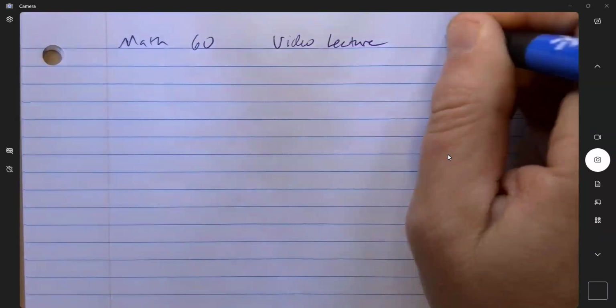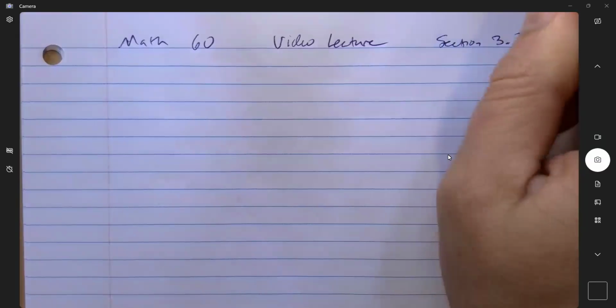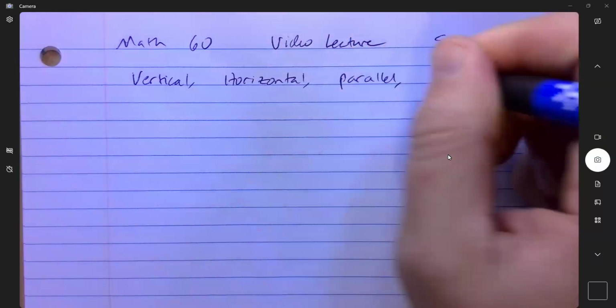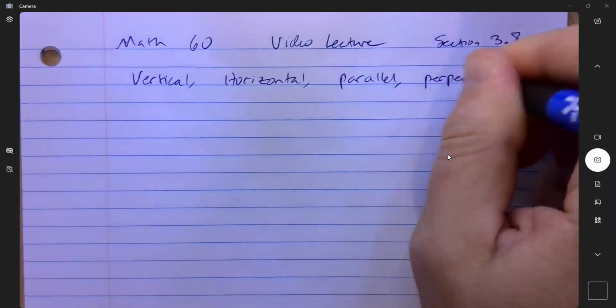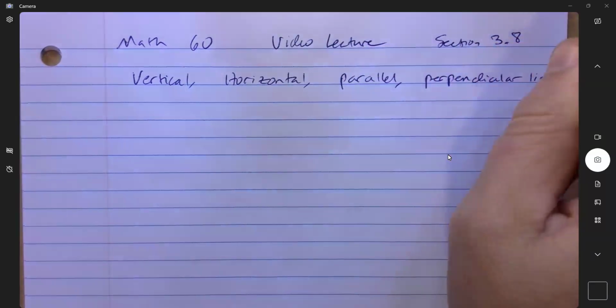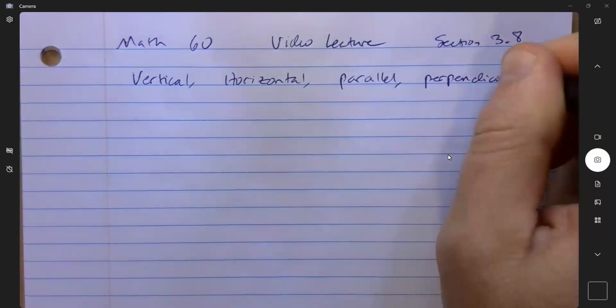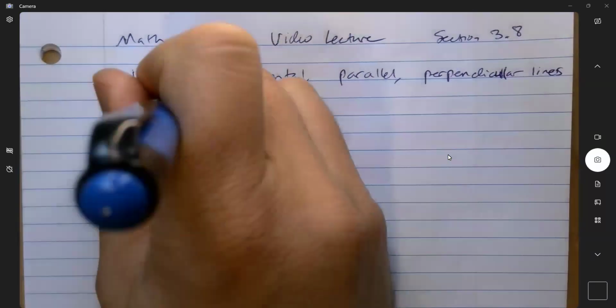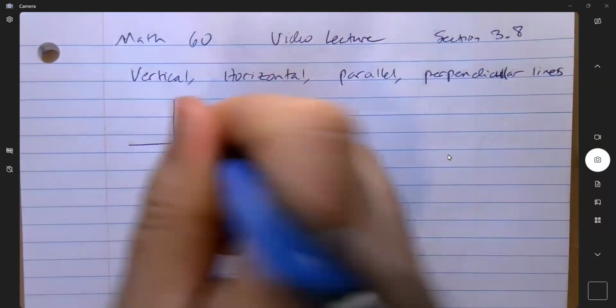This is section 3.8, and it's about four important types of lines that don't show up as often. And those are vertical lines, horizontal lines, parallel lines, and perpendicular lines. So, a quick look at the graphical for each of these.